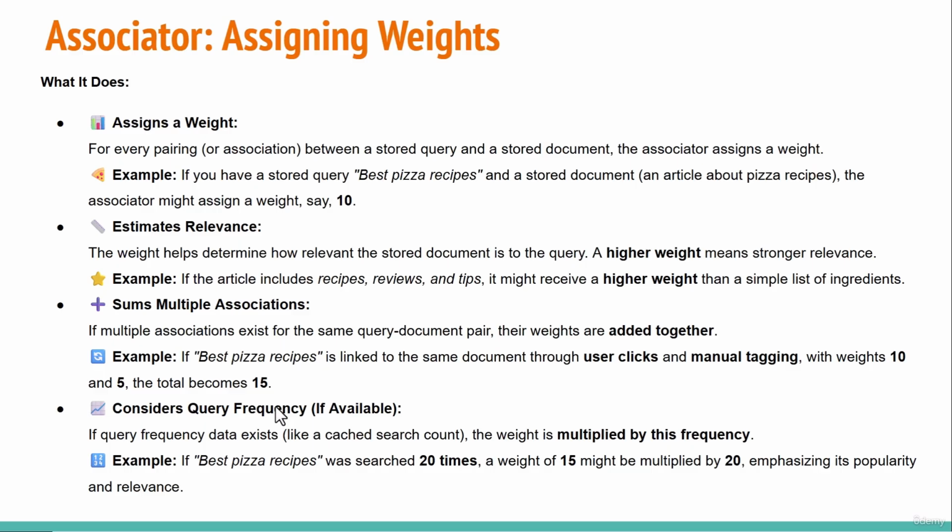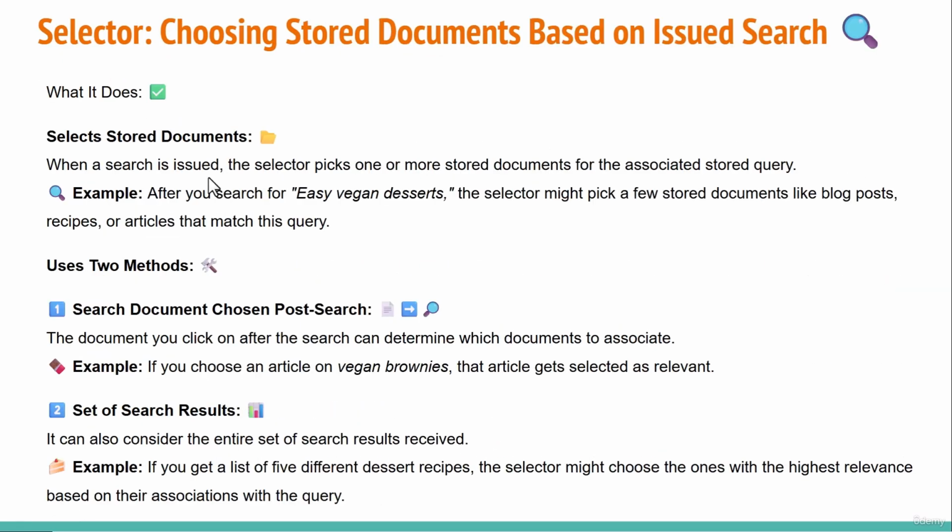If its initial weight is 15, it will be multiplied by 20 based on its popularity and relevance. Next comes the selector. This selects stored documents based on the search. When a search is performed, the selector selects one or more documents for the associated stored query. Let's say you search for easy vegan dessert. The selector will choose some documents, such as blog posts, recipes, or articles that match the query.